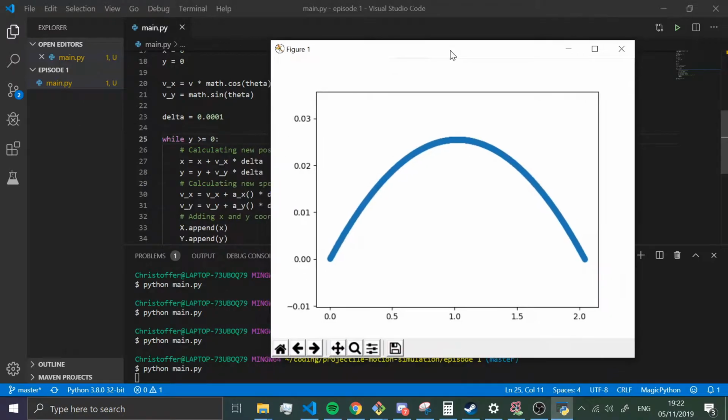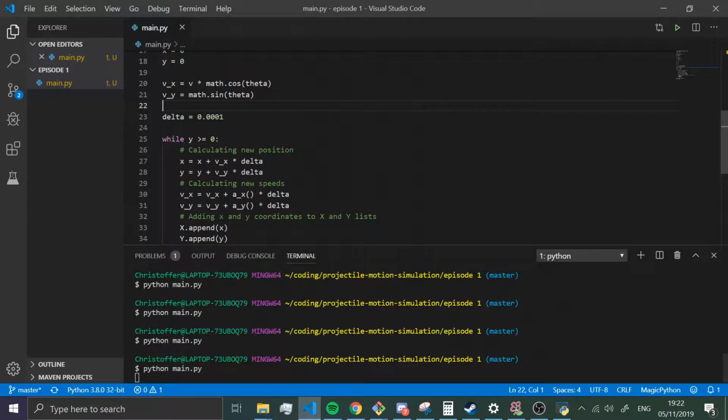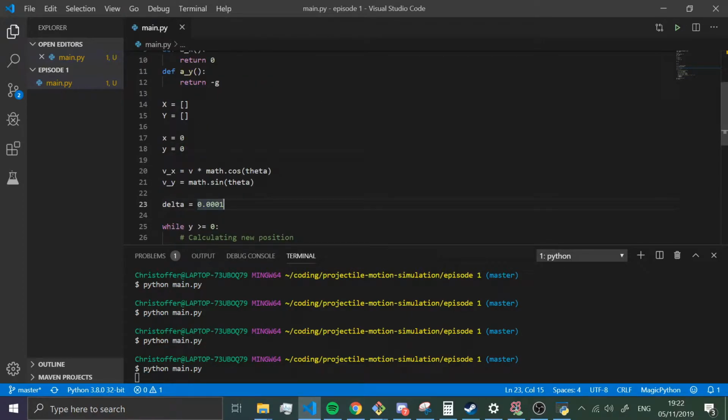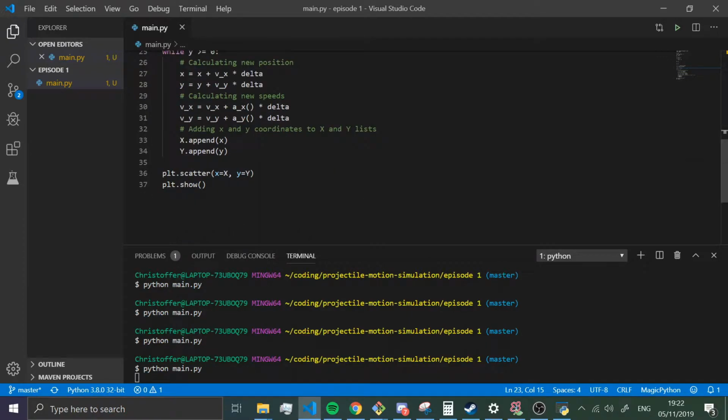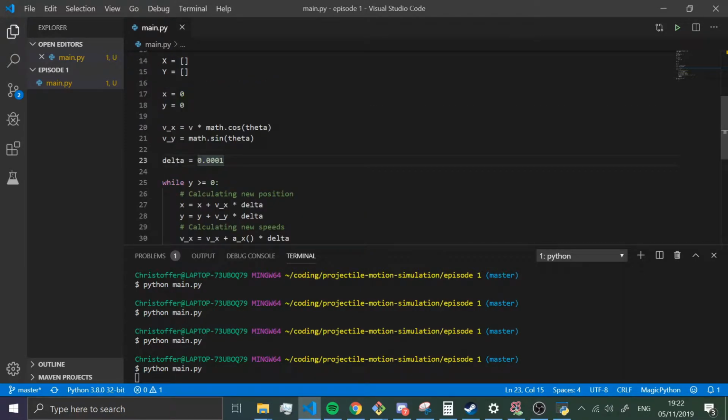This is how you code a projectile motion simulation for no air resistance. Now, we didn't do it for very long. No, sorry, I was thinking of something else. Never mind that.